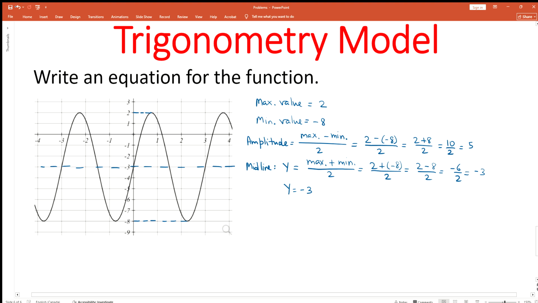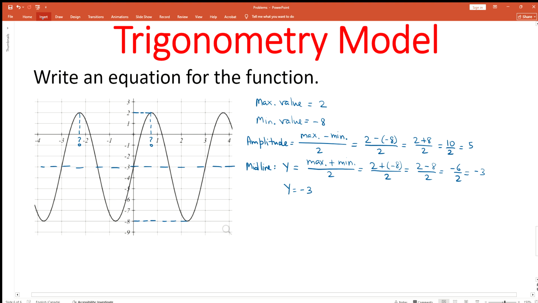We cannot use cosine function for this graph because from this graph we cannot identify the exact x coordinate of the maximum point on the right side of the vertical axis and the x coordinate of the maximum point on the left side of the vertical axis. So we should not use cos function for this graph. We should use the sine function.